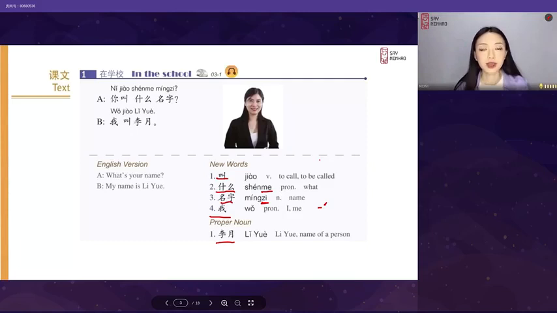李月. This is a name of a Chinese person. And 李 is the very common Chinese family name. This is the new words for this text one. Now let's try to read them from start, each for twice. Okay, read after me.